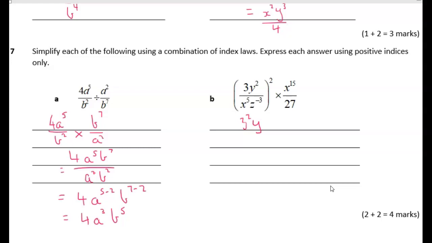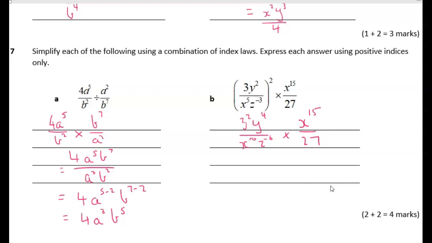So 2 times 2 gives you 4. And then x to the power of 5 to the power of 2 gives us x to the power of 10. And then z to the power of -3 times 2, which is -6. And then we've got our other fraction.